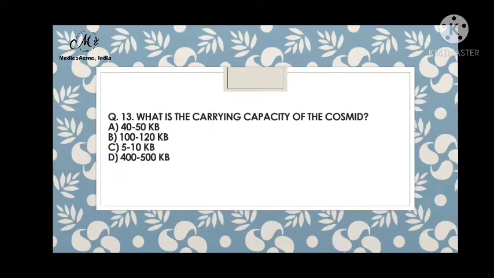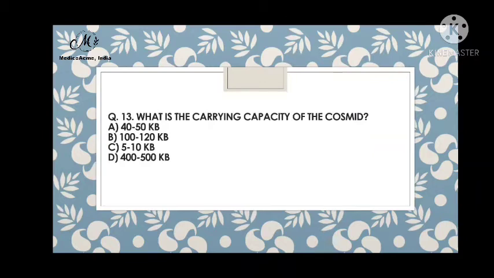Carrying capacity means how much amount of DNA they can ligate, that is, insert as a vector. So guys, A is 40 to 50 kilobase, B is 100 to 120 kilobase, C is 5 to 10 kilobase, D is 400 to 500 kilobase.